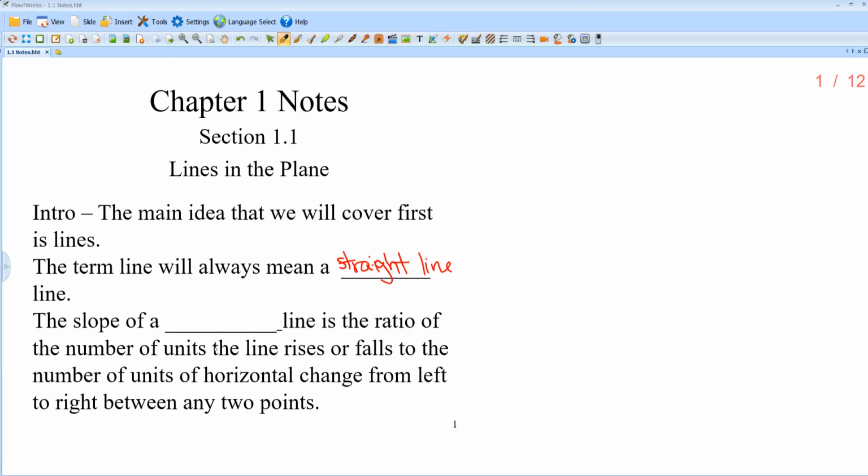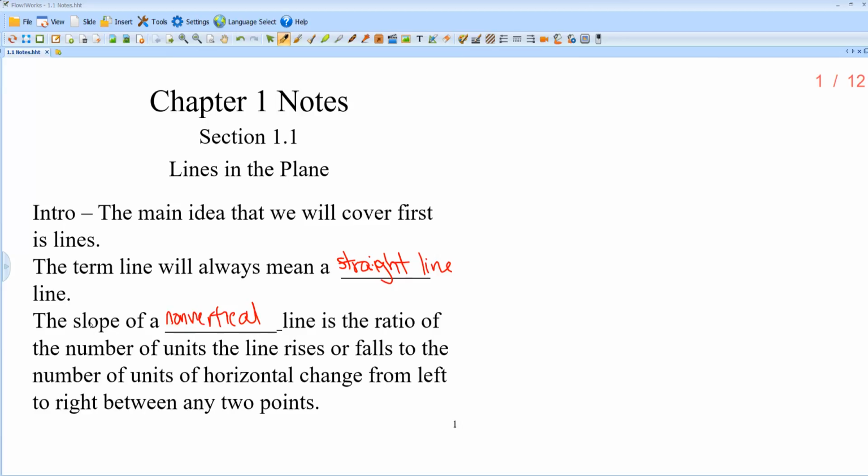So, the slope of a non-vertical line is the ratio of the number of units the line rises or falls to the number of units of horizontal change from left to right between any 2 points. So that whole paragraph is sort of saying what you guys have always sort of thought of, rise over run. But it's also just the ratio of vertical change to horizontal change.